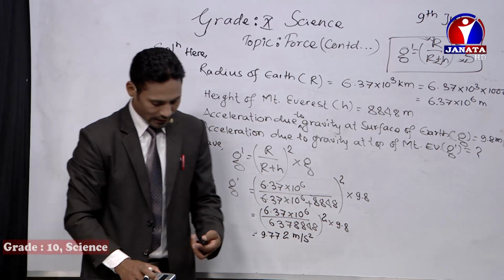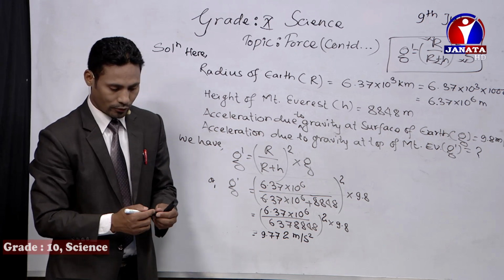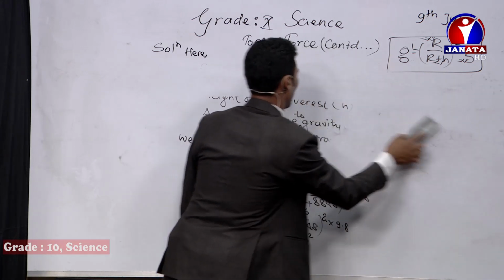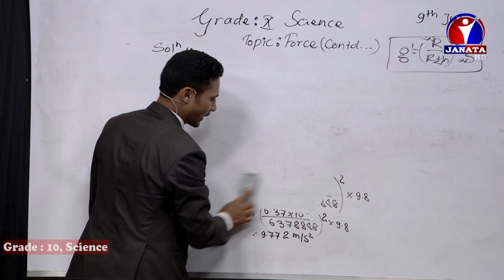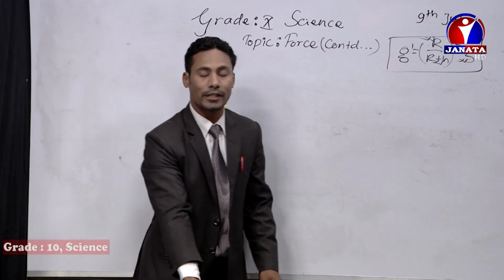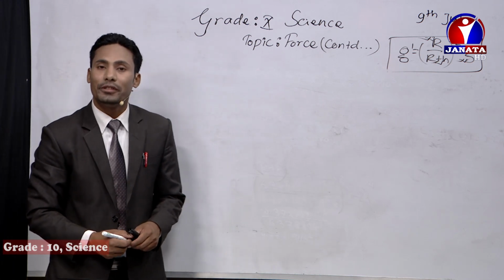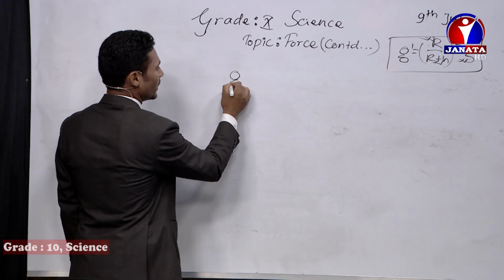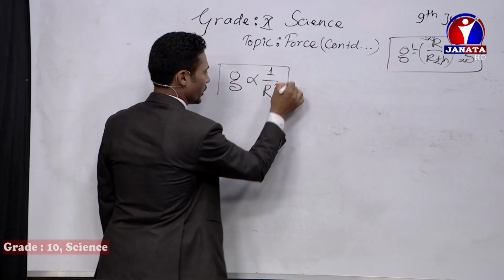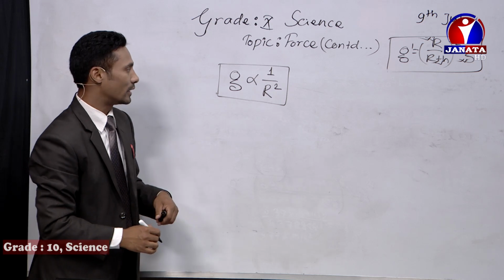Okay, so next one, let's see. We have discussed some give reasons previously also, so let's revise some give reasons here. You can collect a number of questions yourself and solve them to build confidence about the numerical problems. Let's discuss some give reasons related to acceleration due to gravity. We have derived previously that the acceleration due to gravity is inversely proportional to the square of the radius. Especially for the give reasons, this relation is important for answering.